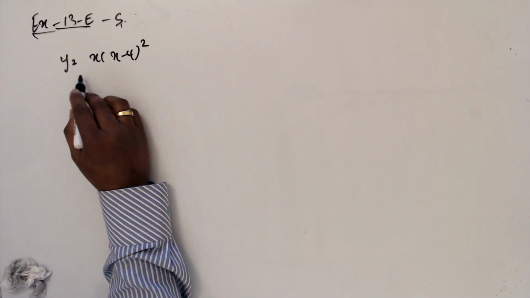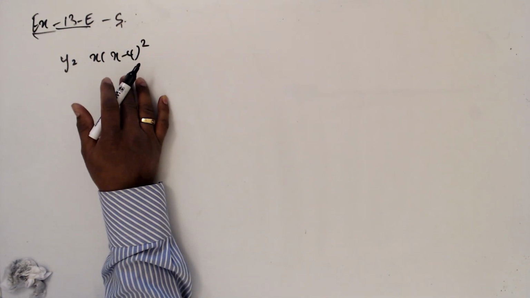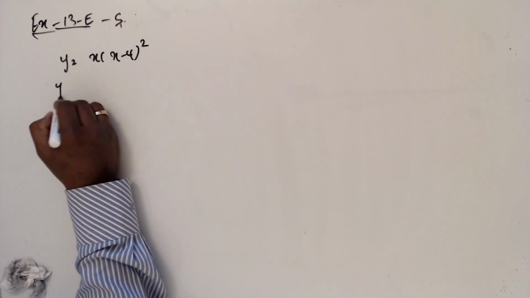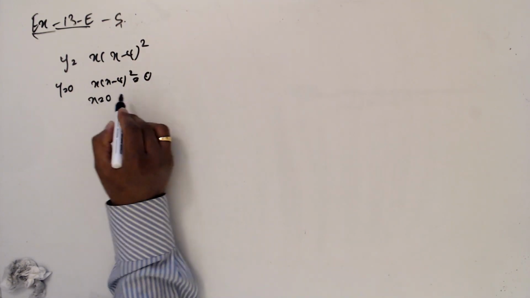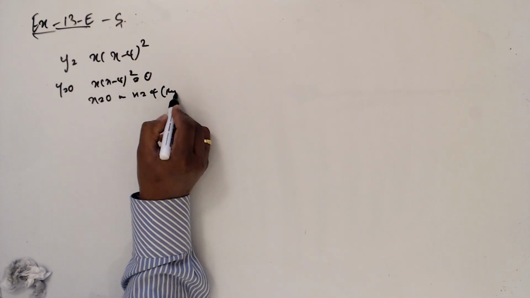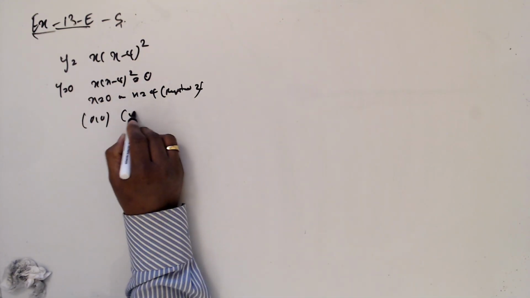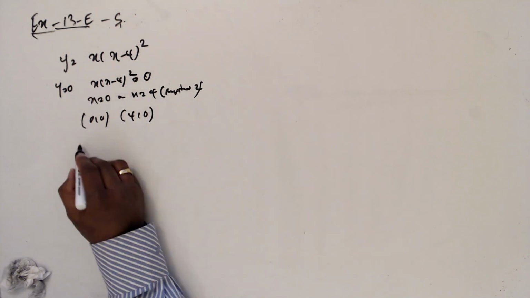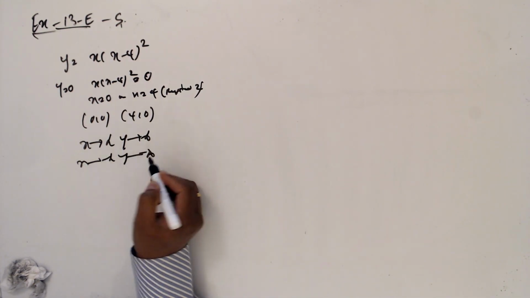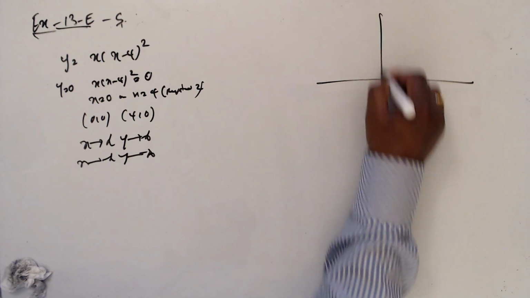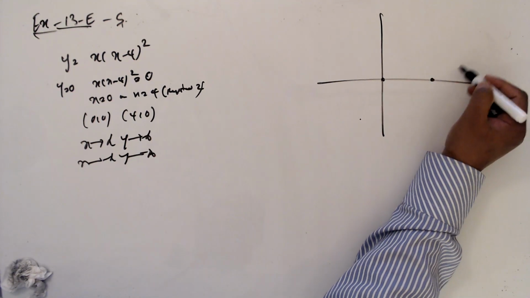Question number 5, when I look at this, is going to be a cubic, so you should have the cubic picture in your memory now. And when y equals 0, x times x minus 4 square equals 0, so x equals 0 or x equals 4 repeated twice. So 0, 0 and 4, 0. X goes to positive, y goes to positive, and x goes to negative, y goes to negative. So the curve is going to be something like this, going 0, 0 and 4, 0.